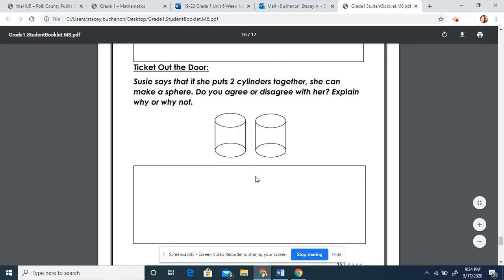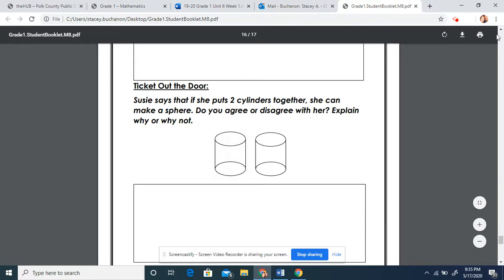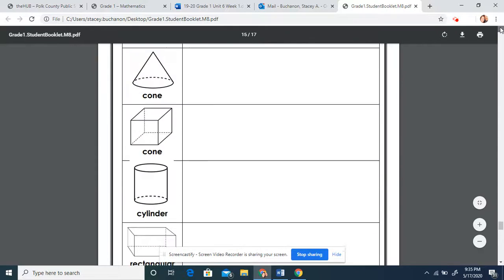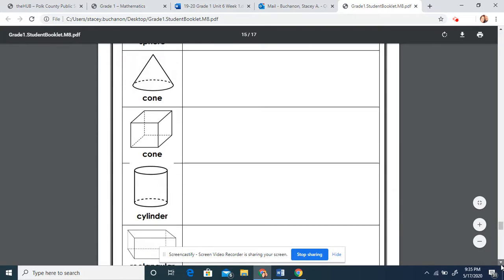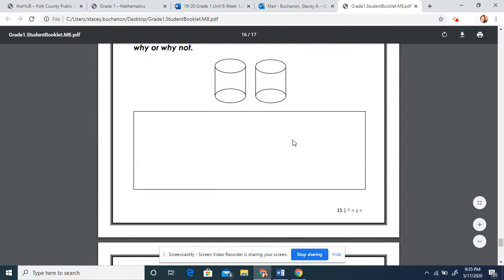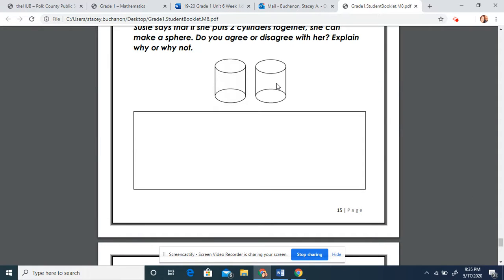Susie says if she puts two cylinders together, she can make a sphere. Do you agree or disagree with her? Explain why or why not. So if you put these two together, would you have a sphere? Let's look at a sphere. Here is a sphere. So would you have a sphere or a ball shape if you put these two together? And then tell why or why not?